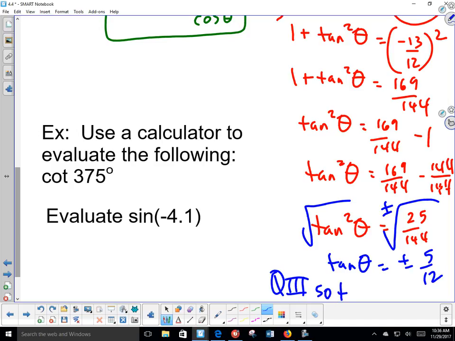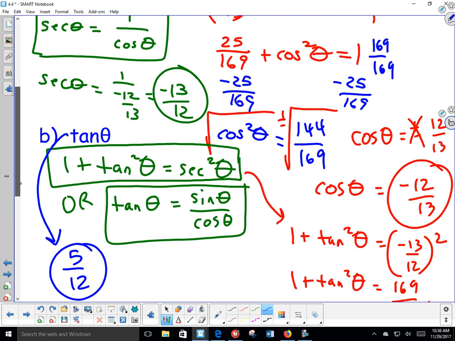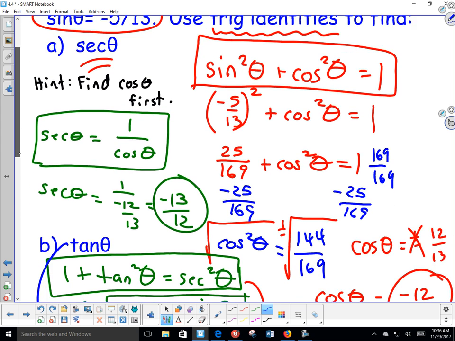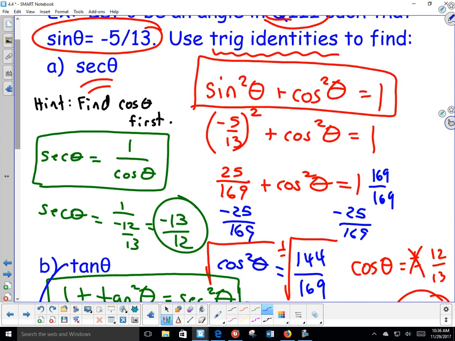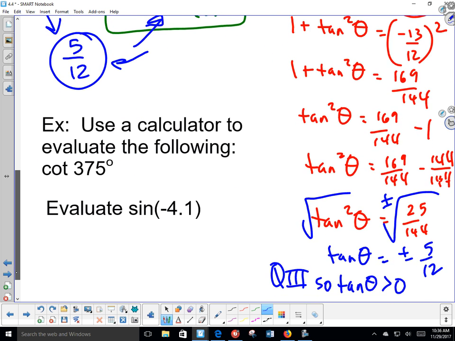So tangent is positive or negative? Tangent of theta is greater than 0. So that means my answer should be positive 5/12. I got negative. Two negatives. There was a negative in the second. Did we get the same answer either way? Yes. So if you tried this method here, you still got the same answer? Oh, awesome.